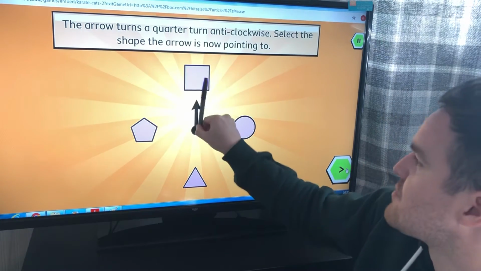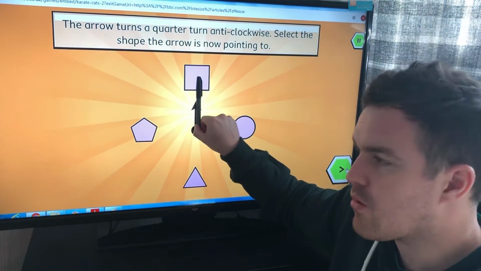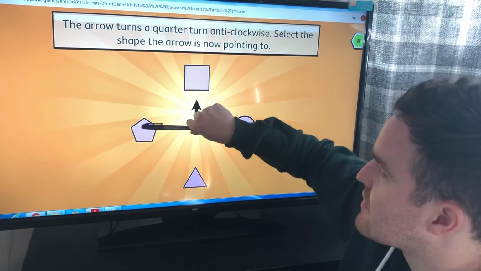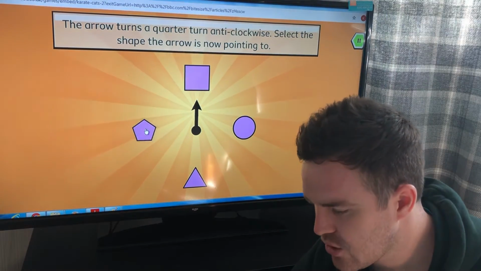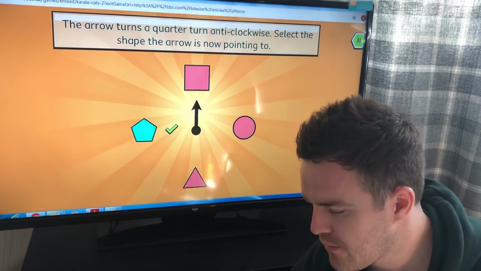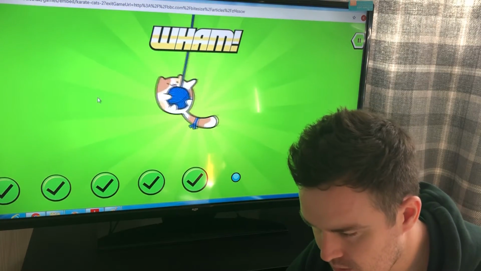Which one's anti-clockwise? Point, guys. Is it that way or that way? Oh, well done to everyone who pointed this way. Anti-clockwise is that way, and that's a quarter turn. Let's see if we got it right. It's a pentagon again, a five-sided shape. Super!